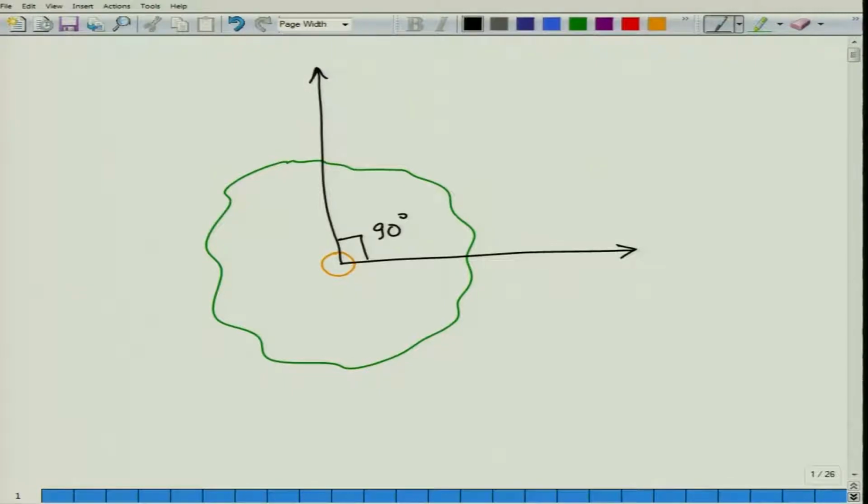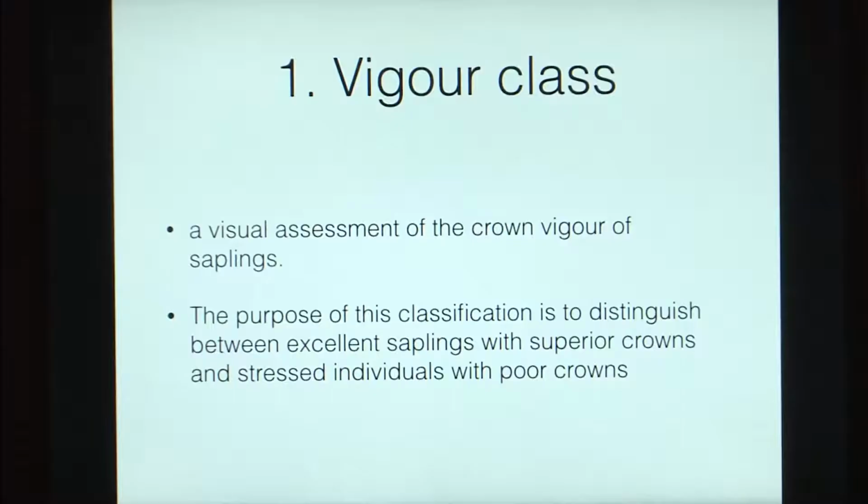The first attribute for the crown is known as the Vigour class. Now, a Vigour class is a visual assessment of the crown vigour of saplings. What is vigour? Vigour refers to the amount of energy that a sapling has, which will allow it to grow. If a sapling has a lot of vigour, it will be able to grow at a very fast rate, it will be a healthy sapling, whereas a sapling with a low vigour would not be able to grow at a very fast rate.